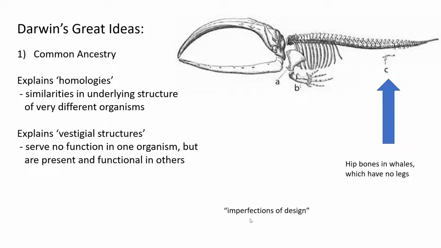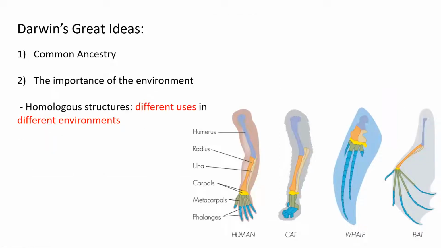Why do half the mammals on the planet, let's call them males, have nipples that don't function? Why are there these imperfections of design? Darwin appreciated that there were correlations with the environment, that homologous structures, yes, they have this similar underlying structure, but they're used for different purposes in different environments. So we have a correlation. Different environments, different functions.